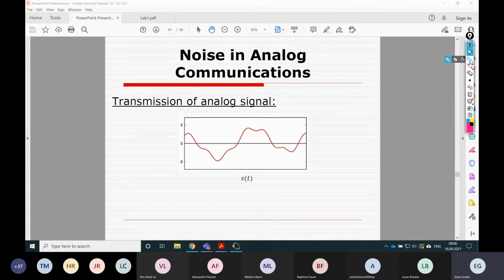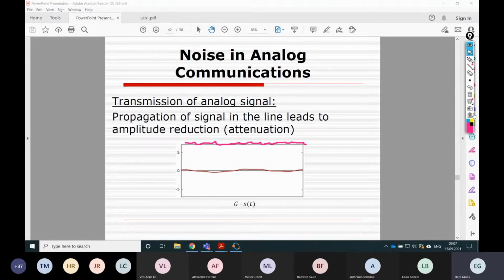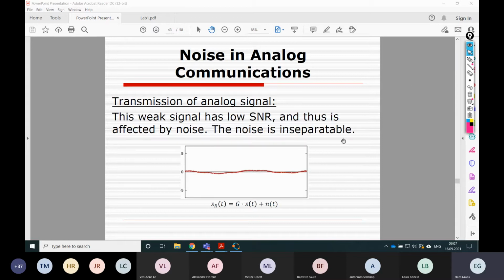We have some noise here, like this. This noise is insignificant compared to this signal. Now, however, after losing this power, this noise can be comparable to the signal and can change the signal. So that is what happens.